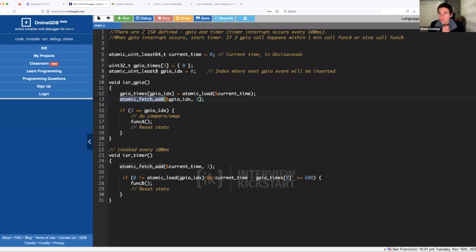So thank you, Ankit. If GPIO ISR calls 0, 1, 2 occur within 1 minute, we call func A. Cool. But if GPIO ISR call 3 happens again within 1 minute of GPIO call 1, but not 0, do we need to call func A again? And I suppose these are potentially two different interpretations of the question posed.